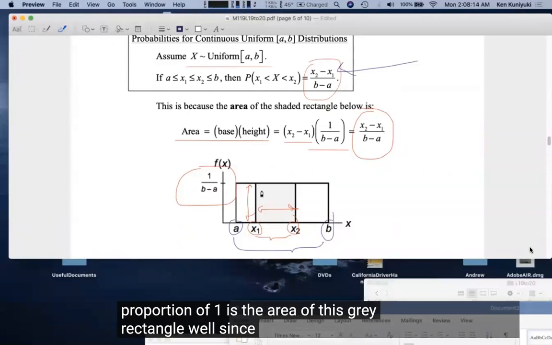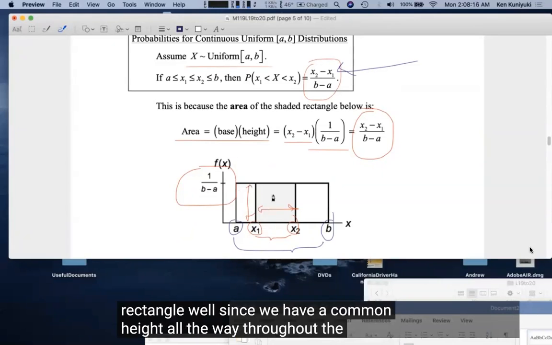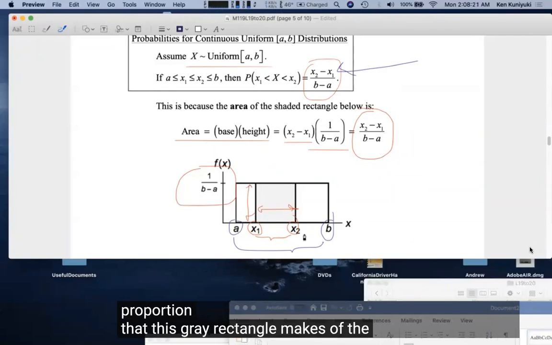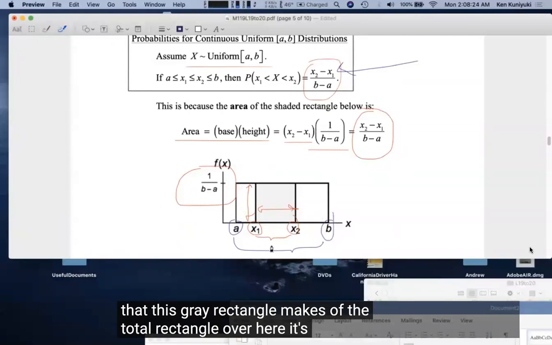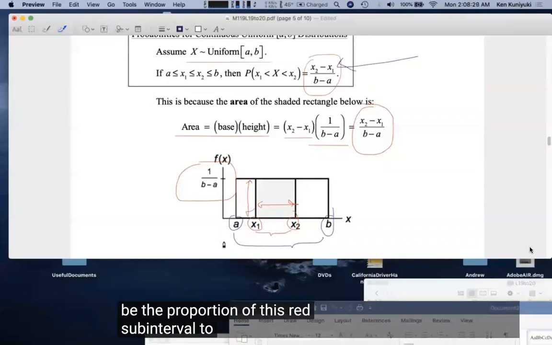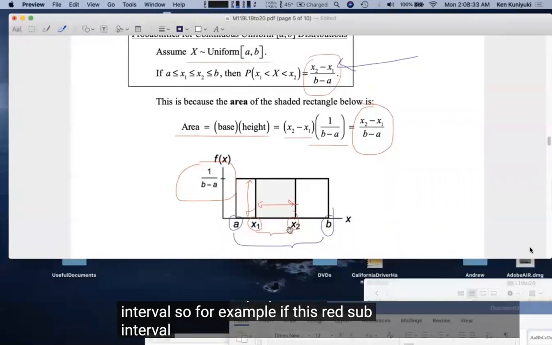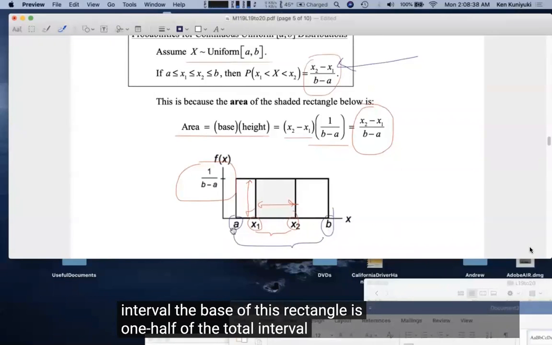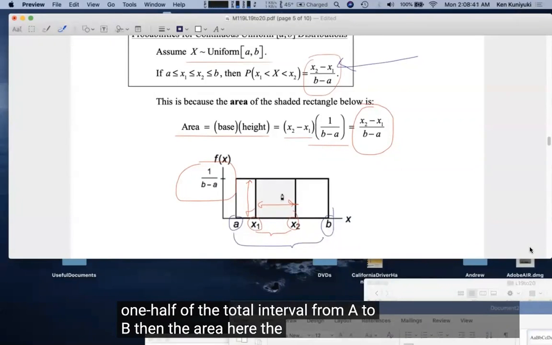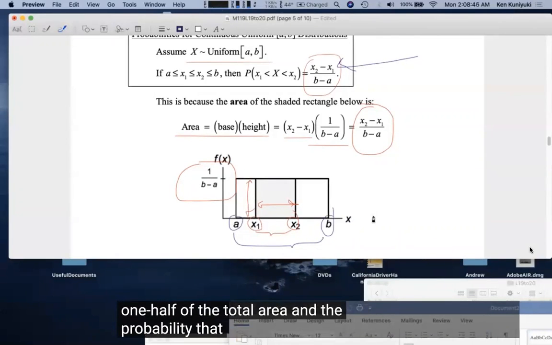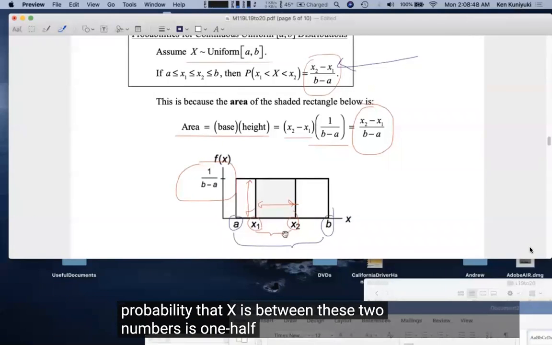Well, since we have a common height all the way throughout, the proportion that this gray rectangle makes of the total rectangle over here is going to be the proportion of this red subinterval to this purple total interval. So for example, if this red subinterval, the base of this rectangle, is 1/2 of the total interval from A to B, then the area here, the gray area, is 1/2 of the total area. And the probability that X is between these two numbers is 1/2.